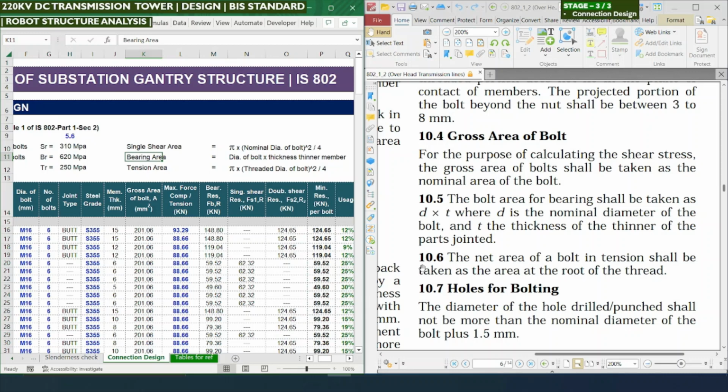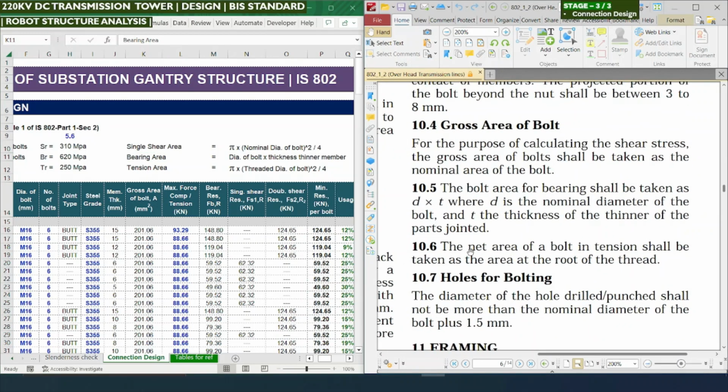Next is the tension area. For tension area, it is given in 10.6 that the net area of a bolt in tension shall be taken as the area at the root of the thread. So only the threaded diameter is to be considered. Here again for the circular portion we need to consider pi d square by 4. Here the diameter d is the threaded diameter.